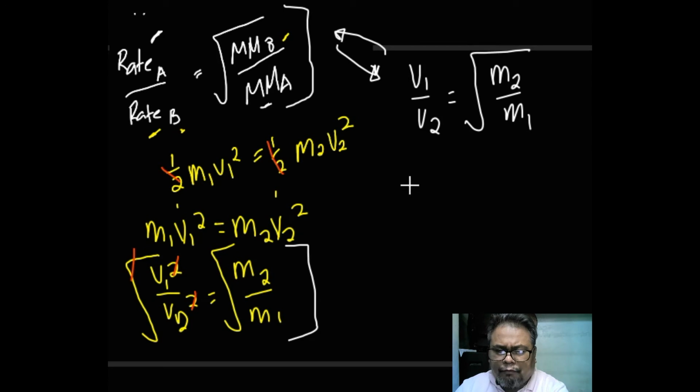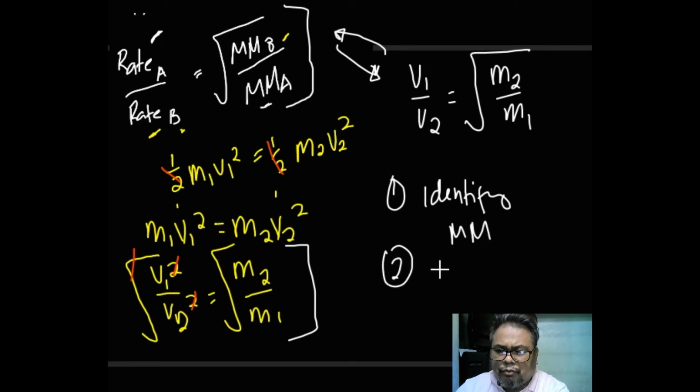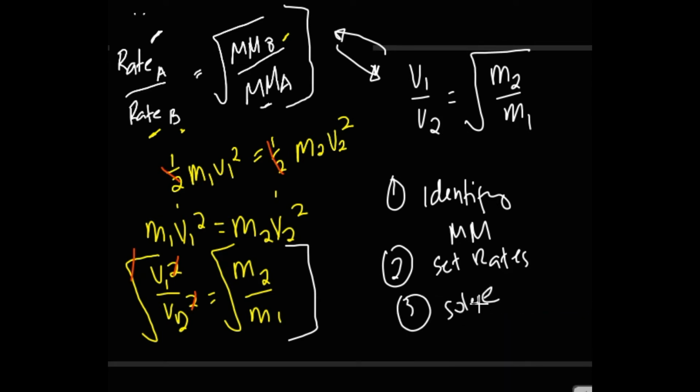Now, when solving the effusion rate, you have to consider the following steps. The first one is to identify the molar mass of the given elements. Then the second is to identify or set rates. And then number 3 is solve using Graham's law of effusion. Okay?